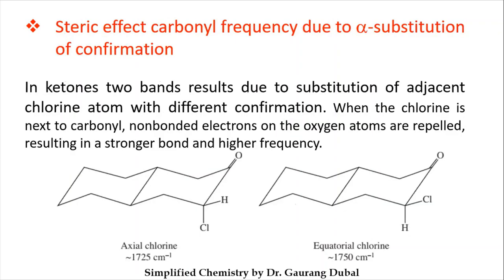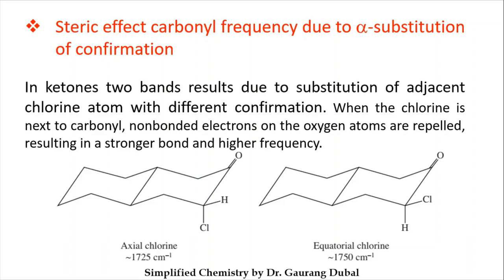Next, steric effect: carbonyl frequency due to the alpha substitution and conformation. See, in a ketone, if you take the frequency with alpha substitution, it will result in two bands. Why? It is due to the substitution of an adjacent chlorine atom with different conformations.